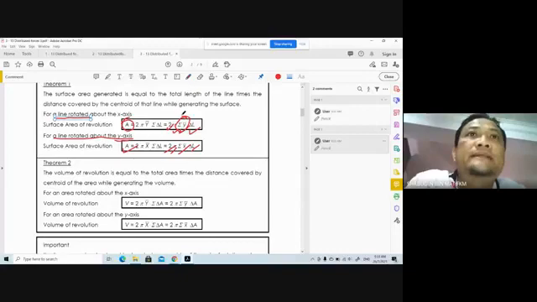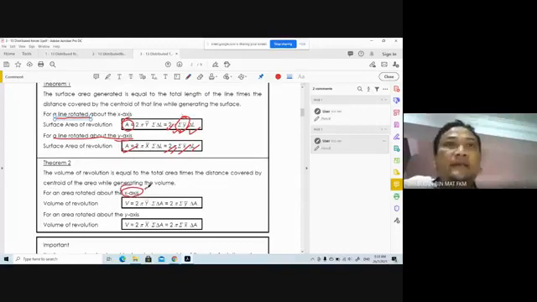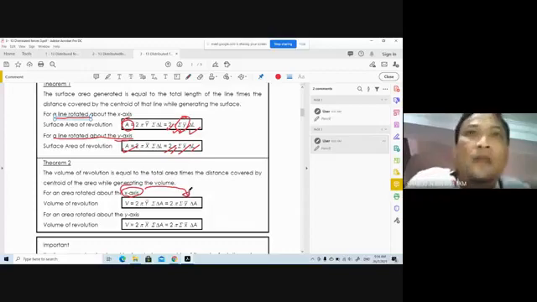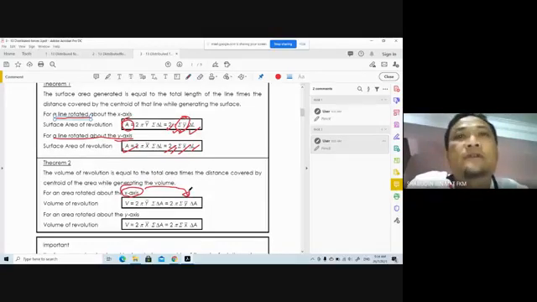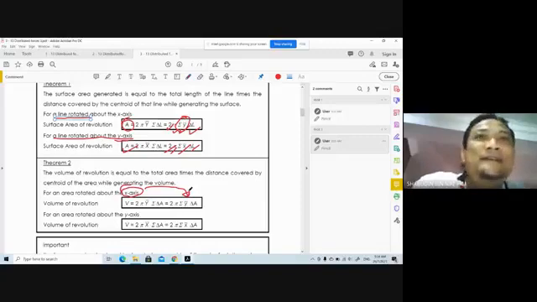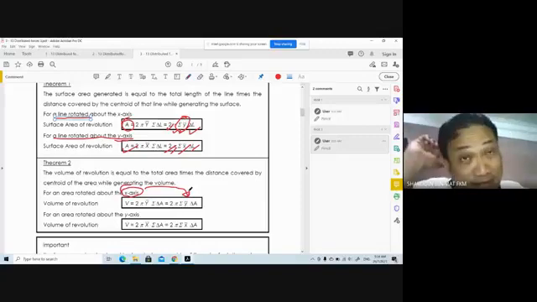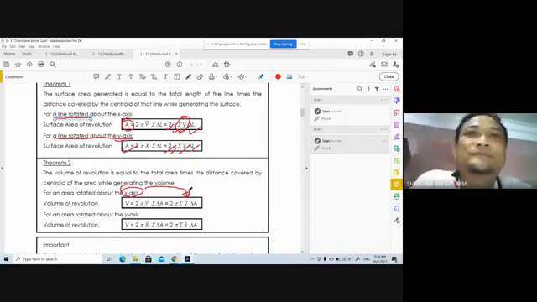Same thing for volume. If you rotate about the x-axis, volume is equal to 2 pi y bar, 2 pi summation of delta A y bar.